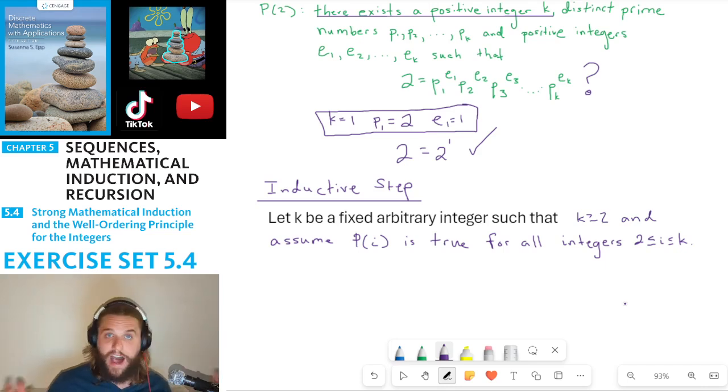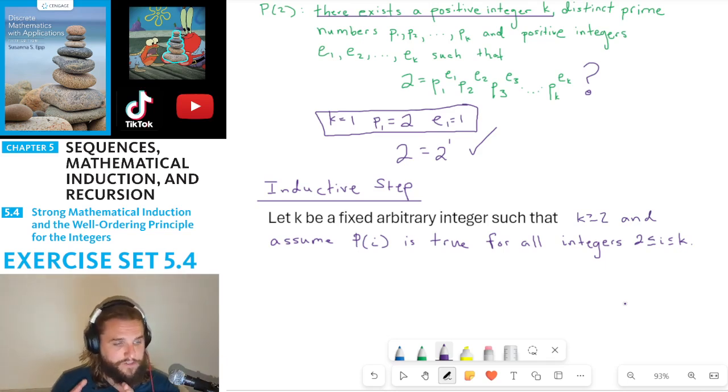So if k is 5, for example, then that means we're assuming that p of 2 is true, p of 3 is true, p of 4 is true, and p of 5 is true. Whereas in weak mathematical induction, we would only be assuming that p of 5 is true, and we would only be using p of 5 to prove that p of 6 is true. In this case, we get to assume that p of 2 is true, p of 3 is true, p of 4 is true, p of 5 is true, all the way up to p of k, whatever k is. Keep in mind it's a fixed arbitrary integer. It could be 2, it could be 10, it could be 10 million, who knows.